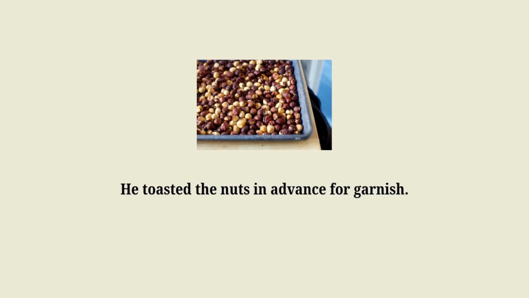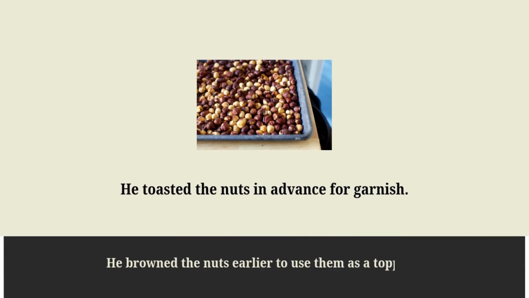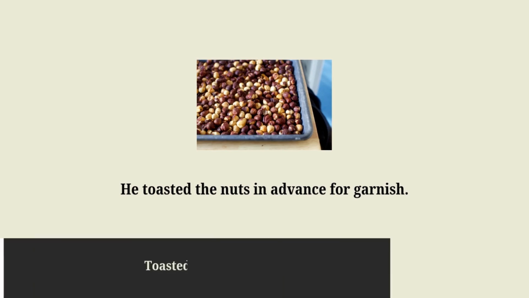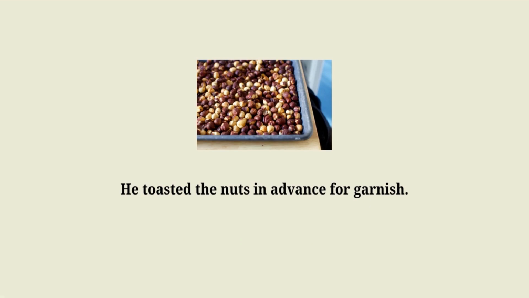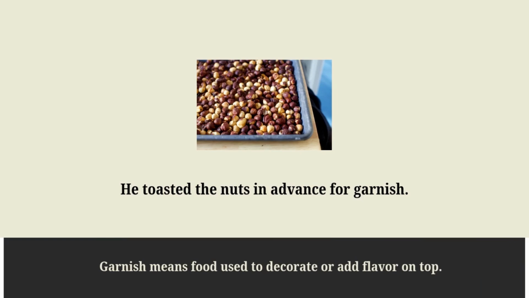He toasted the nuts in advance for garnish. In simple terms, he browned the nuts earlier to use them as a topping. Toasted means lightly heated until brown. And garnish means food used to decorate or add flavor on top.